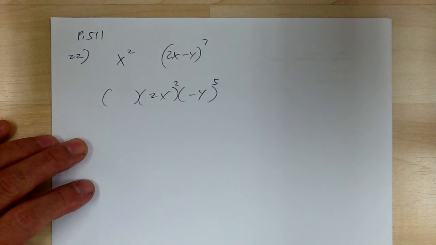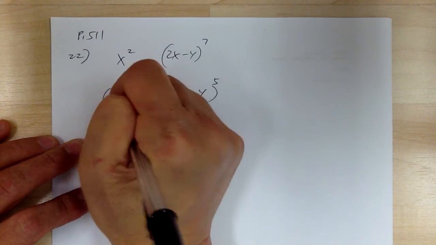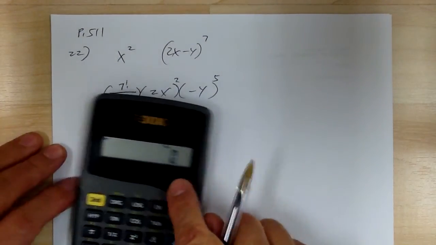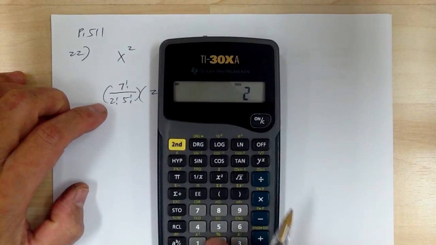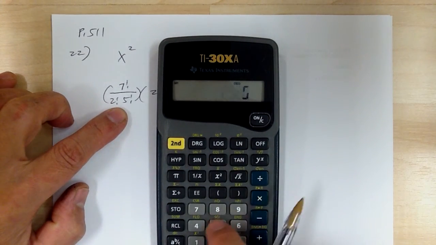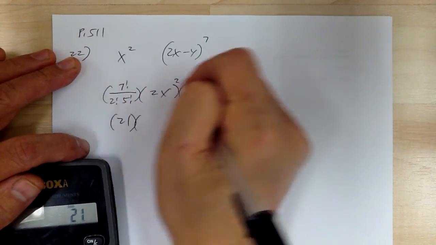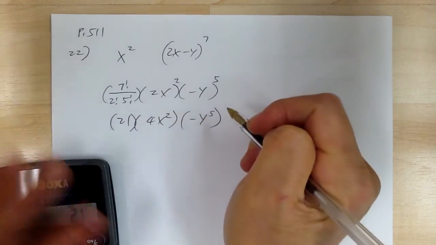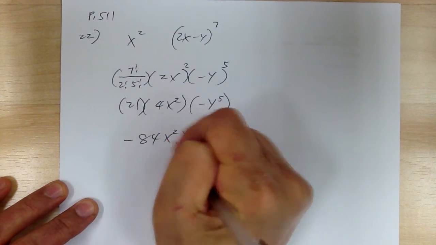So you have to think it through step by step. This will give you 7 factorial over 2 factorial, 5 factorial. Again, you can use your calculator and work it out: 7 factorial divided by 2 factorial, divided by, remember, everything on the denominator you have to divide, 5 factorial, equals 21. And this one you work out, you get 4x squared. This one you work out, get negative y to the 5. Now you work it out, so you get negative 84 x squared y to the 5.